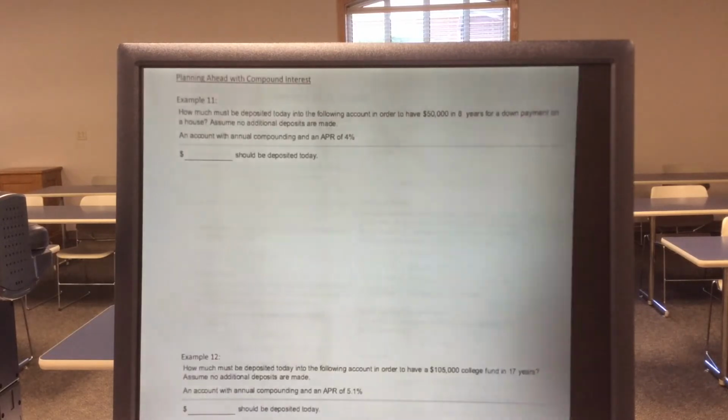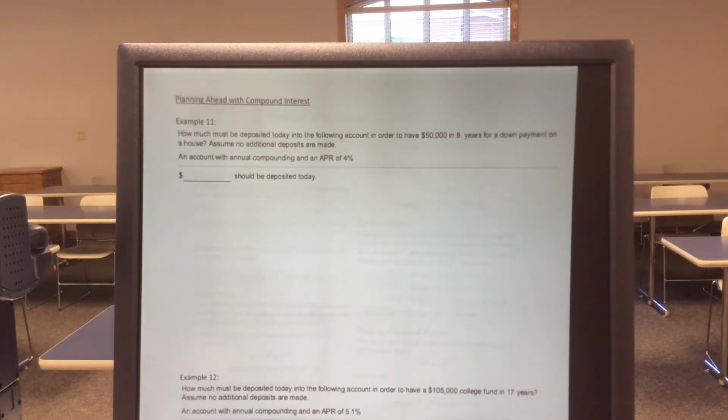Okay, the last thing in this particular section 4B is planning ahead with compound interest. So here you want to find out how much you need to deposit today in order to have a certain amount at a certain period of time. And that could be to buy a car, buy a house, whatever. How much must be deposited today in the following account in order to have $50,000 in 8 years for a down payment on a house? And you want to assume no additional deposits are going to be made. So here, an account has annual compounding and an APR of 4%.